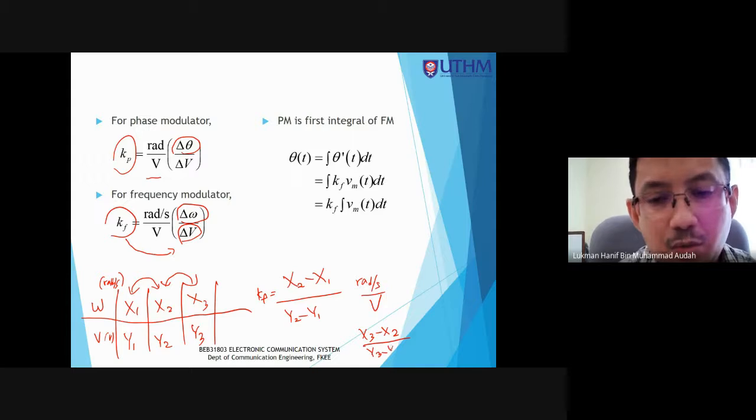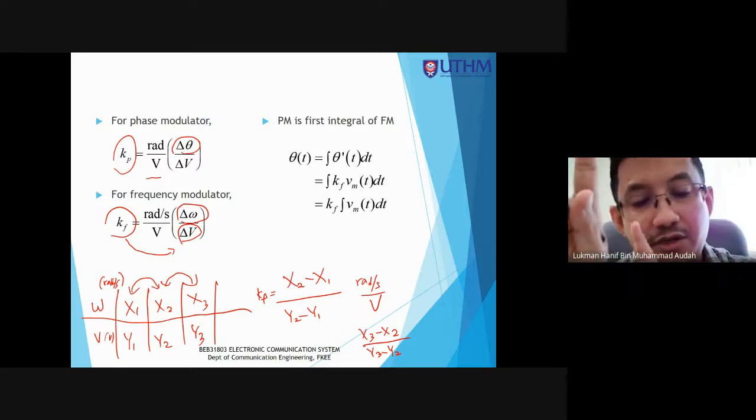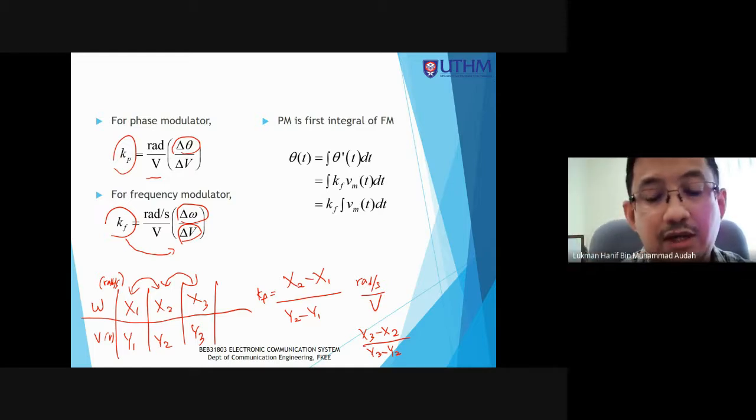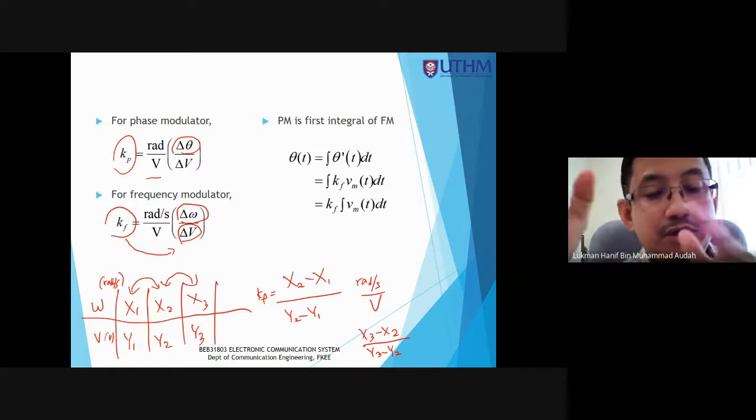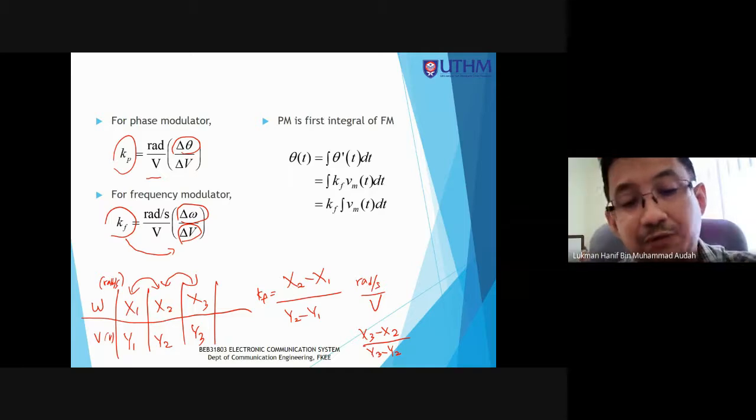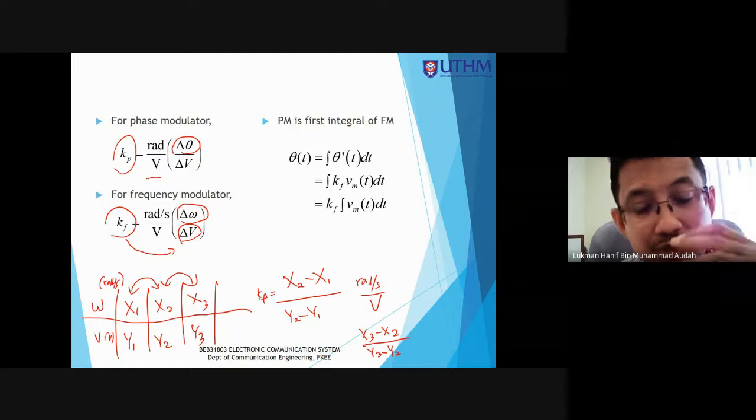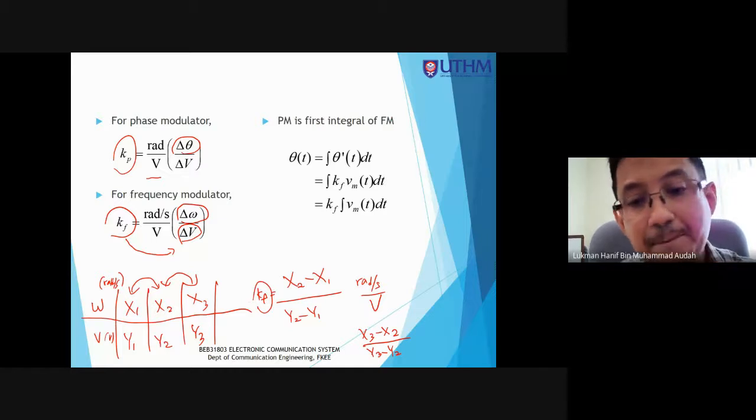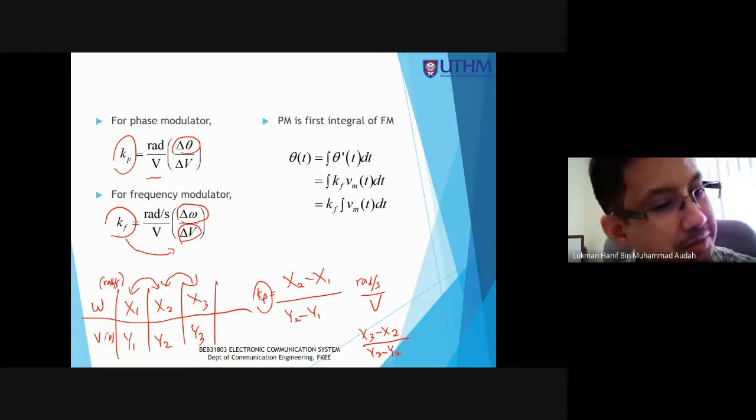Y3 minus y2. Okay, the thing is that we need to subtract two consecutive values, nilai yang bersebelahan, sama ada x2 tolak x1 atau x3 tolak x2. Okay, y2 tolak y1 ataupun y3 tolak y2. Dia mestilah nilai yang bersebelahan kerana ini adalah linear value. Okay, so kita akan dapat jawapan yang sama lah, sebab Kf ini adalah constant parameter. Okay, so that is about the Kf.